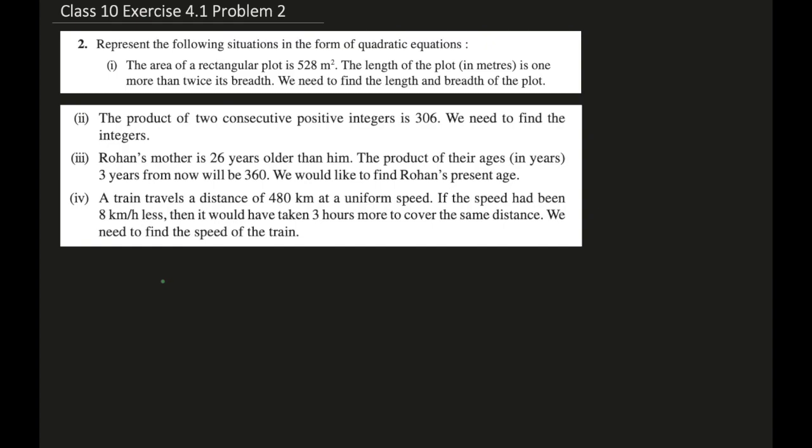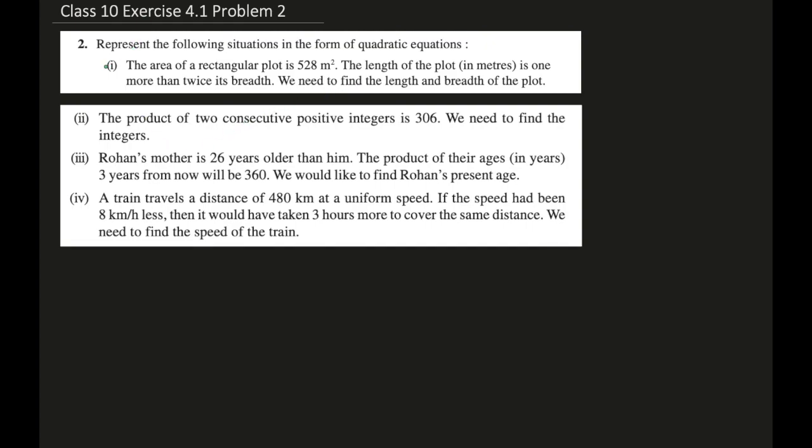In this lecture, we will talk about class 10th exercise 4.1 problem 2. So here our question is: represent the following situation in the form of quadratic equations. Given the statement, we have to write that statement in the form of a quadratic equation.